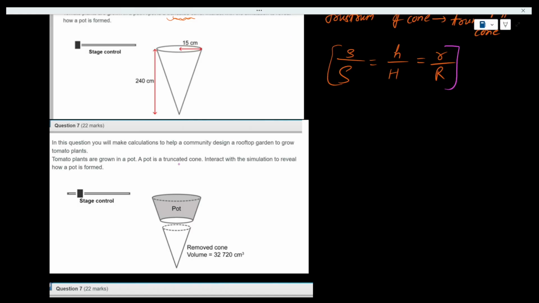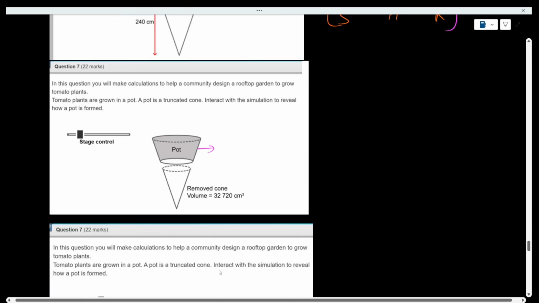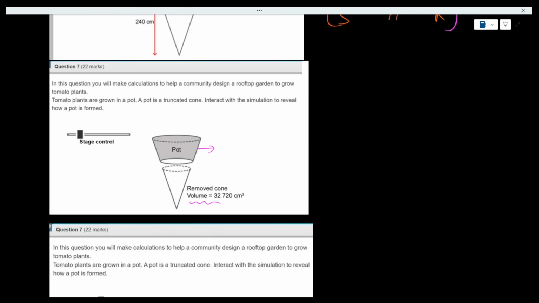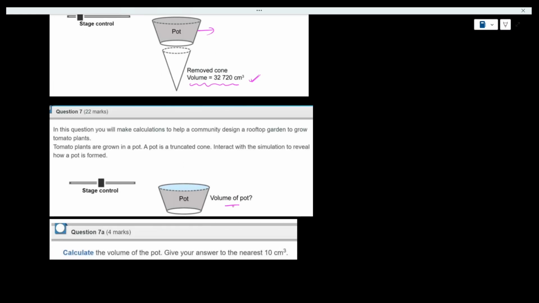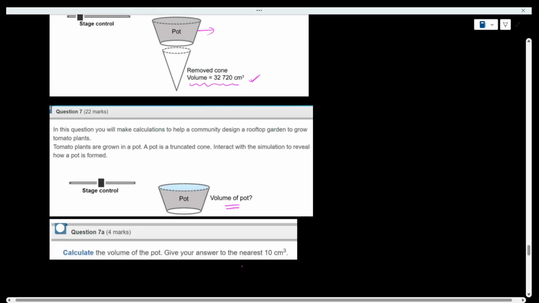In this question, what else is given here? Here it is cut from the bottom, so this is called truncated cone or frustum of the cone. And whatever cone is removed, the volume they have given. Sometimes you need to calculate this volume. So what do I need to find out here? So this is the volume of a pot. Calculate the volume of a pot.